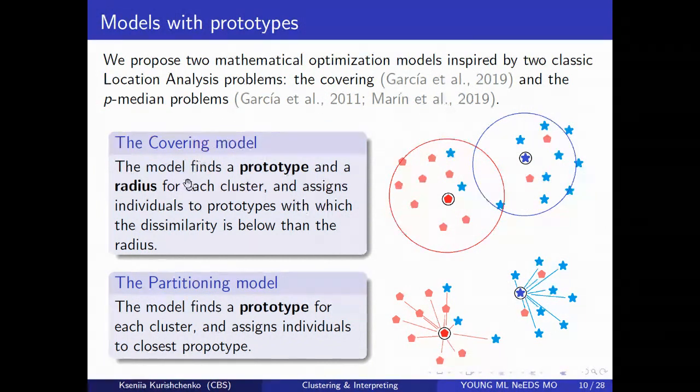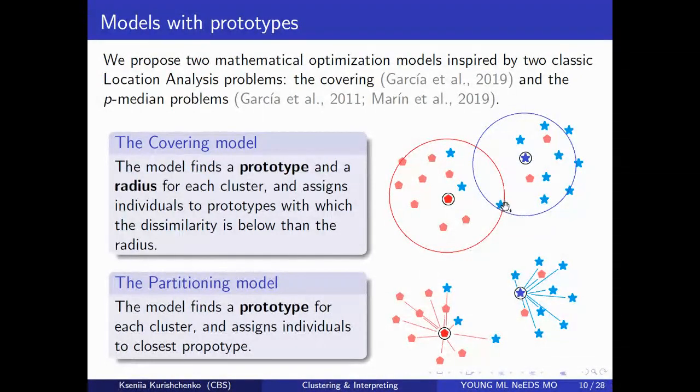So we develop the covering model, and this model finds a prototype and also a radius, and explains each individual inside of this radius by this prototype. The partitioning model finds only the prototype and explains individuals by the prototype. So there are two models.